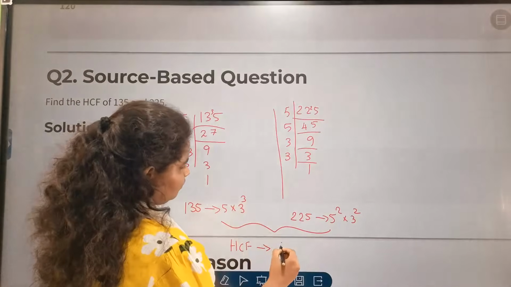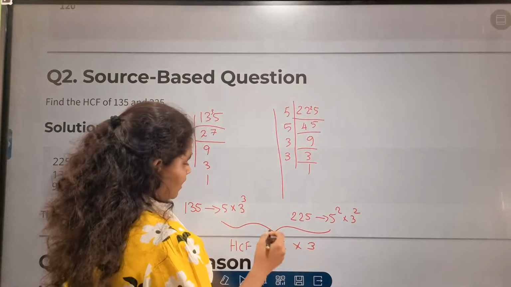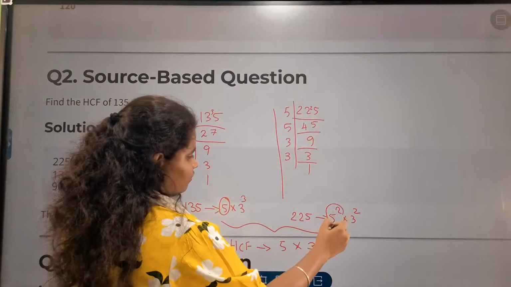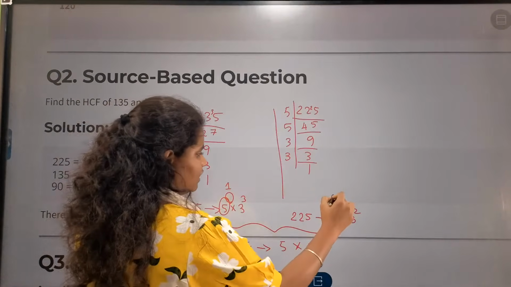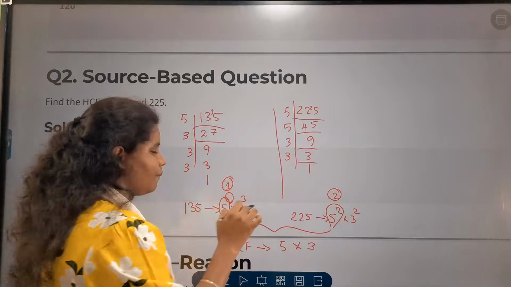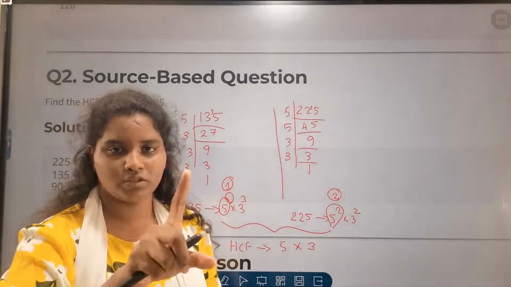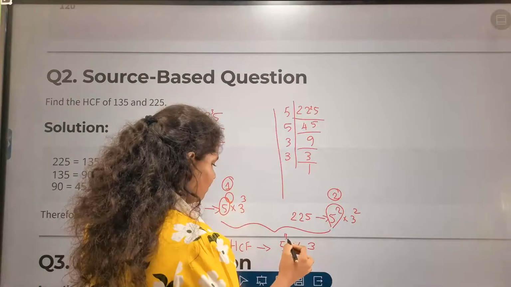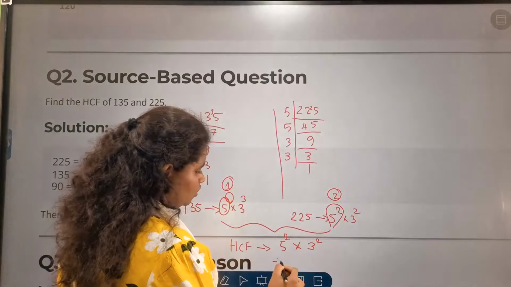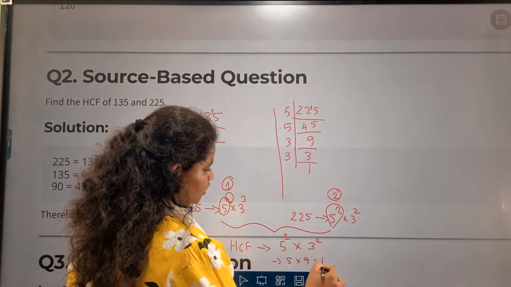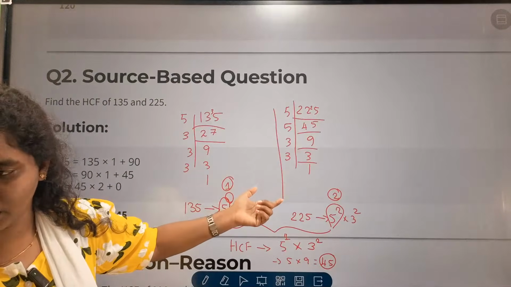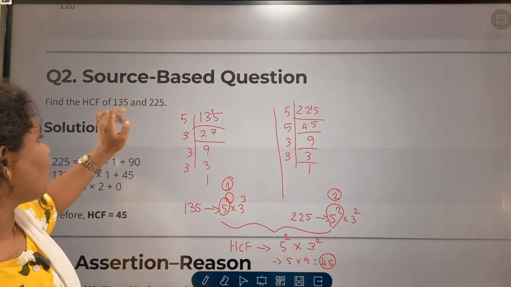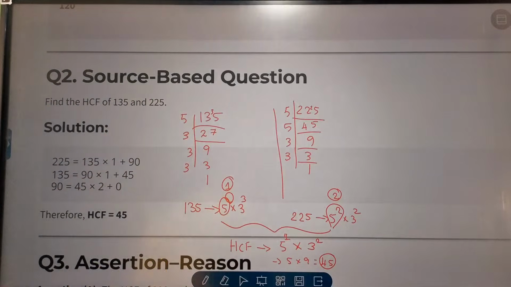In this, 5 and 3 are the common numbers. Here we have 5 and here we have 5. Here the power is 1, and here the power is 2. If we compare both, the lowest is 1. So 5 power 1, and for 3, it's 3 square. So 5 into 9, which is equal to 45. So by using the prime factorization method, the HCF of 135 and 225 is 45.